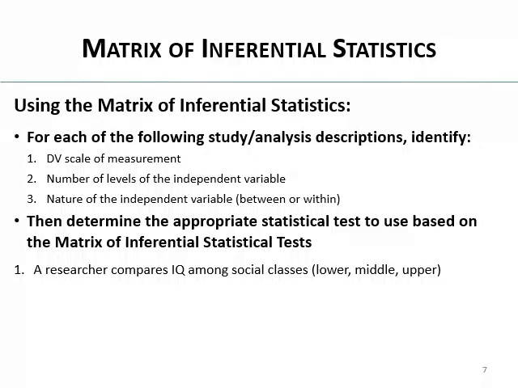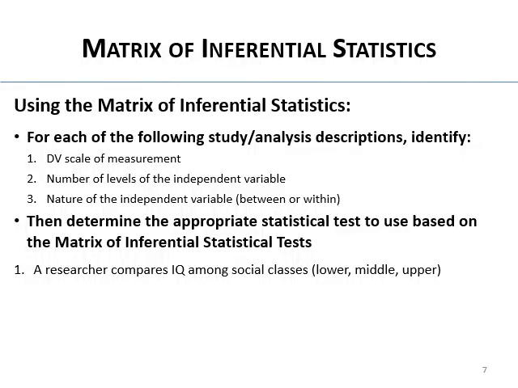Number 1, a researcher compares IQ among social classes: lower, middle, upper. So IQ, how's that measured? Well, that's one of those psych measures, so that's going to be at least interval, right? We agree that all the psych measures we use in here are interval. So what's our independent variable? Well, it's your social class, right? And there's 3 levels, lower, middle, upper. So a 3 level IV.